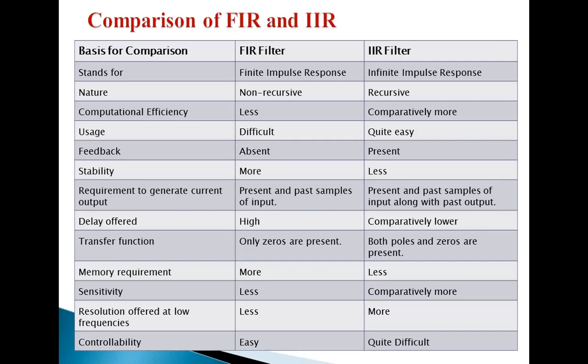Requirement to generate a current output: present and past samples of input for FIR system, present and past samples of input along with past output for IIR system. Delay offered, high, comparatively lower. Transfer function, only zeros are present. Here in this IIR system, both poles and zeros are present. Memory requirement is more for FIR system and is less for IIR system. Sensitivity is less in FIR system and it is comparatively more in IIR system.